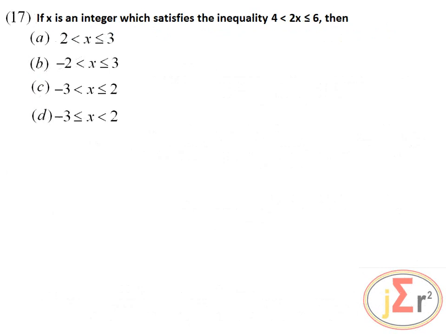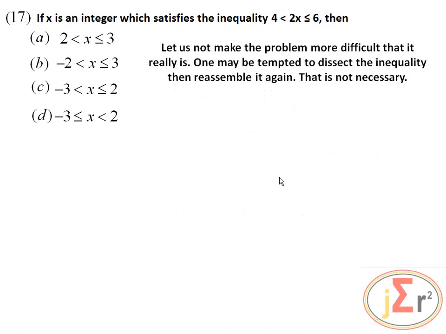If x is an integer which satisfies the inequality 4 is less than 2x is less than or equal to 6, then which one of these may be considered to be true? Let us not make the problem more difficult than it really is. One may be tempted to dissect the inequality, then reassemble it again.